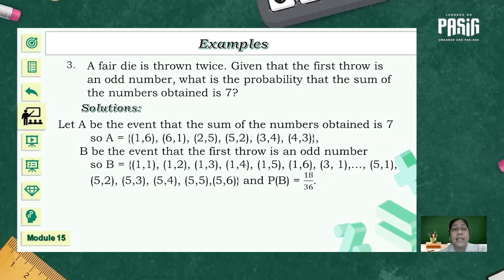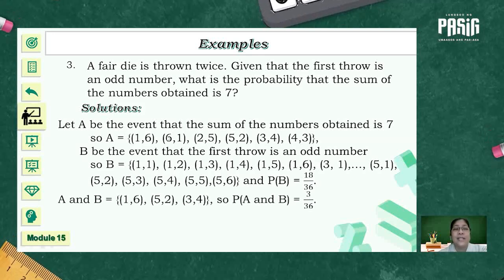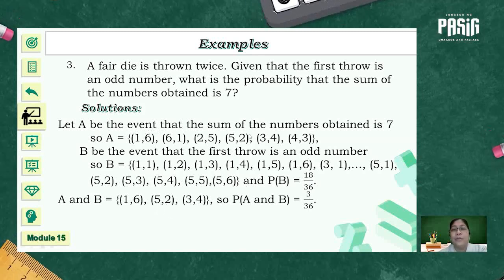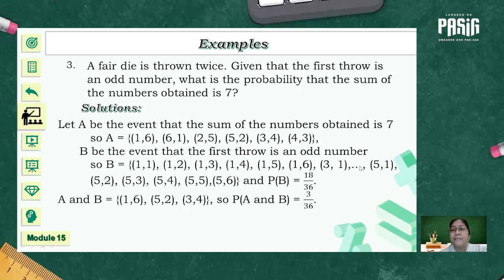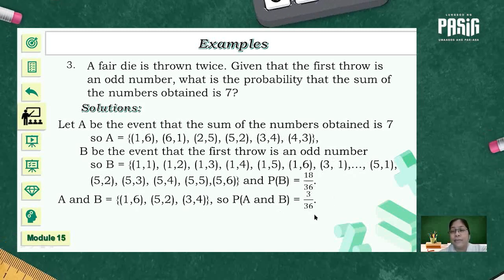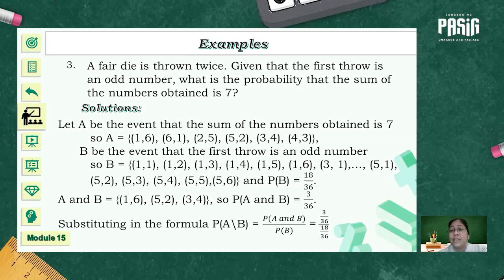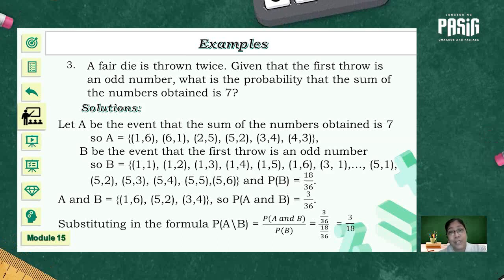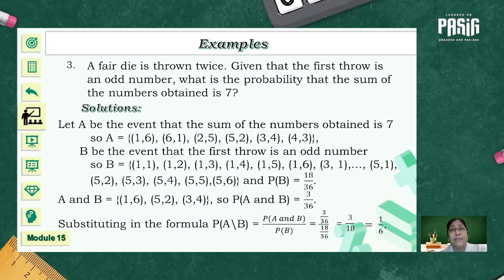So after identifying the elements in A and B, we can now identify their intersection, which is (1,6), common to A and B, (5,2), common to A and B, and (3,4), common to A and B. So we have 3 elements, therefore, the probability of A and B is 3/36. And by substituting in the formula, we'll have 3/36 divided by 18/36 is equal to 3/18, which is equal to 1/6. I hope you were able to follow the discussion.